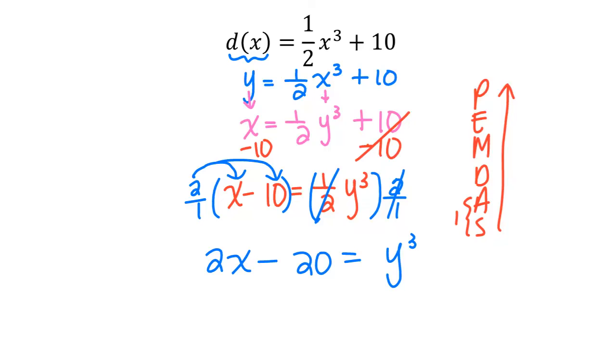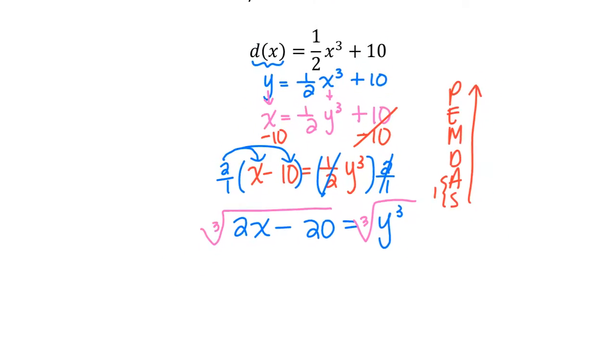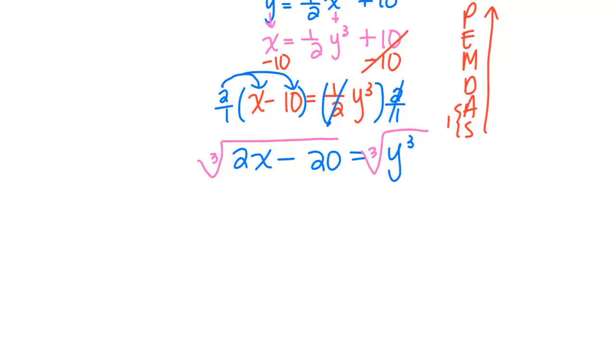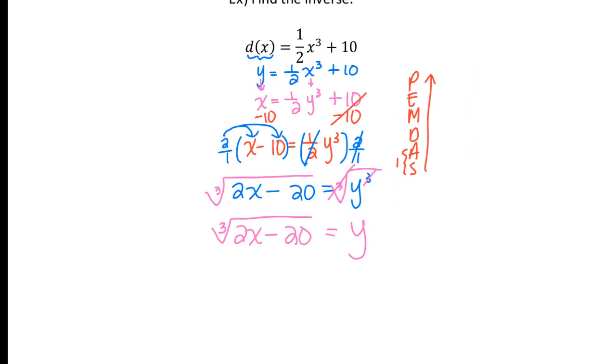So now I can get rid of the exponent by doing what? Cube root. Good, thank you. So it's the cube root of both sides. And notice that when you write this, the 3 doesn't go in the front. The 3 is inside the little v part of the radical. So be careful when you guys write that there. So this is now the cube root of 2x minus 20 equals y, because the cube root cancels out the cubed. And then my last step is to write it in inverse notation.